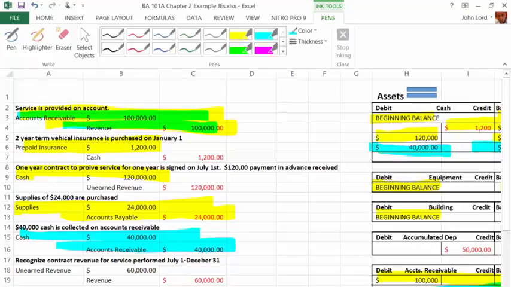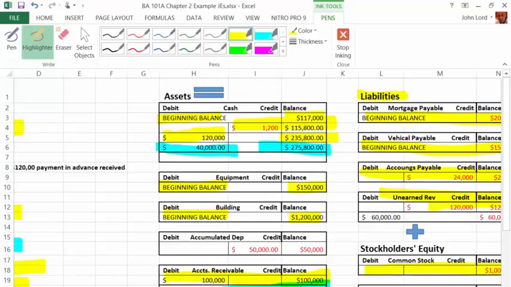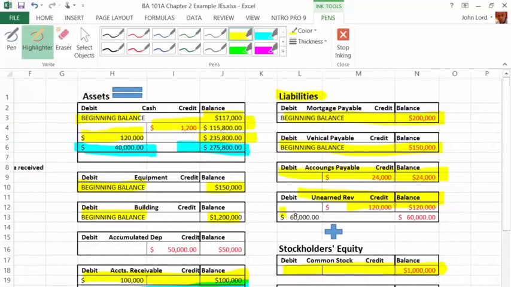Okay? So what happens? You go ahead and you do what? You debit the unearned revenue for 60 because we've now earned that, haven't we? And we credit revenue for 60 because what? You come over to our ledgers, and when we post it, notice that we now have a balance in our liability, our unearned revenue account, of 60,000, don't we?